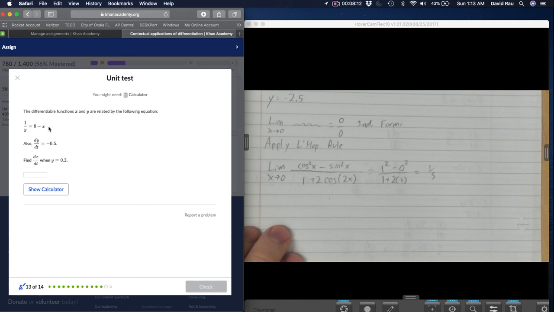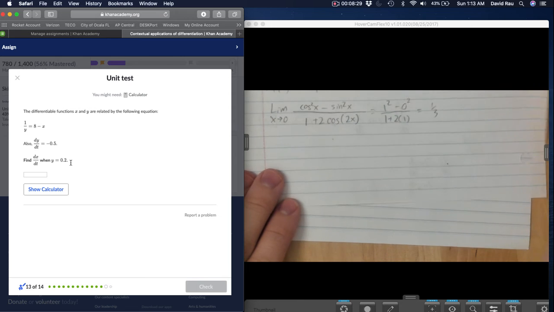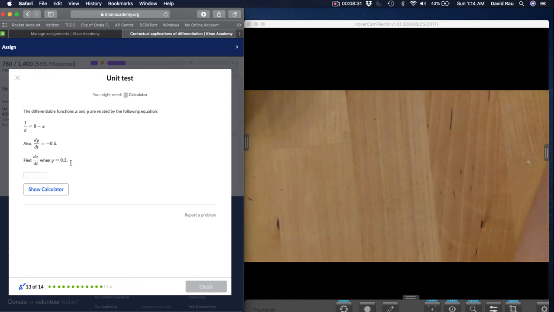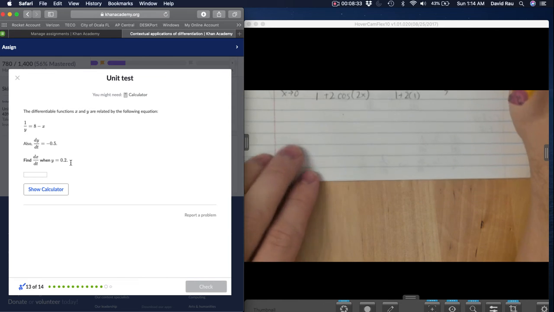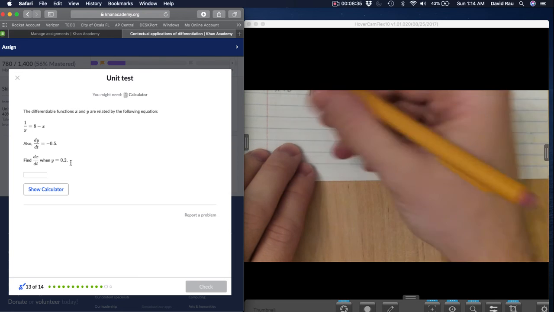All right, up next we have a differentiable function. This is just kind of the intro to related rates. So they also give me dy/dt and dx/dt. Or they give me dy/dt and they want dx/dt when y is 0.2. So in other words, what this question is saying is derive this implicitly. In other words, follow this as if it was related rates with respect to time.